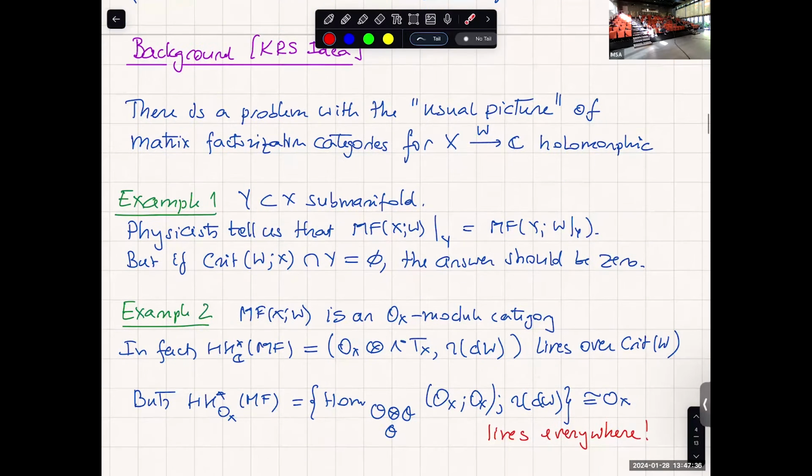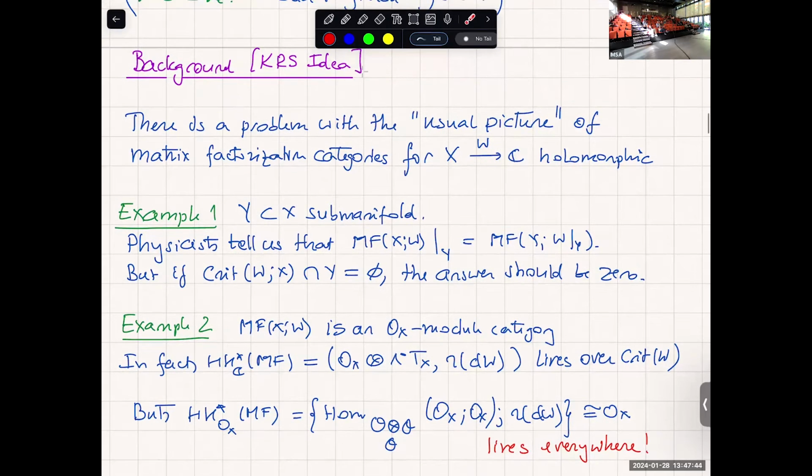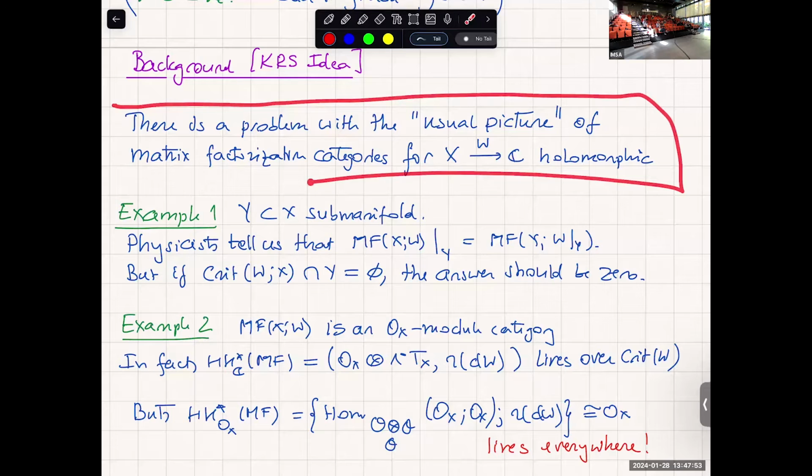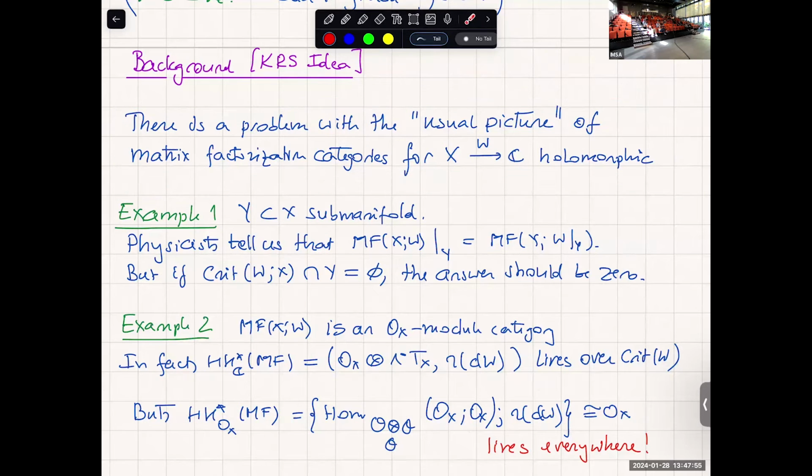And the bigger thing than both is, let's get a grip on time here. The bigger thing than both was postulated or proposed by Kapustin, Rozansky, and Saulina. And I think they started with the observation of a problem with the way we usually think of matrix factorization categories over, say, a complex manifold with a holomorphic superpotential.